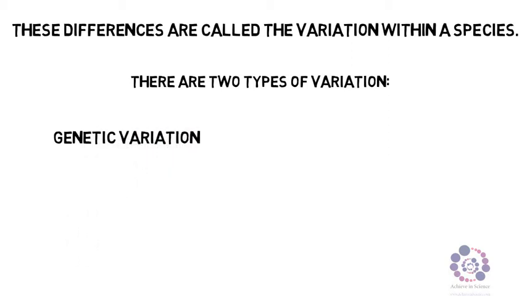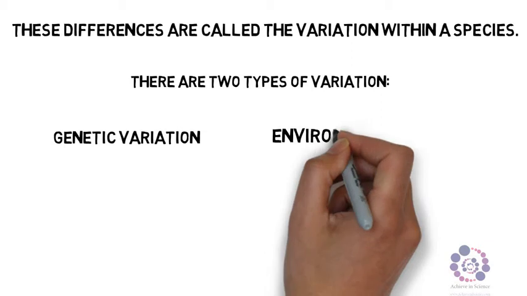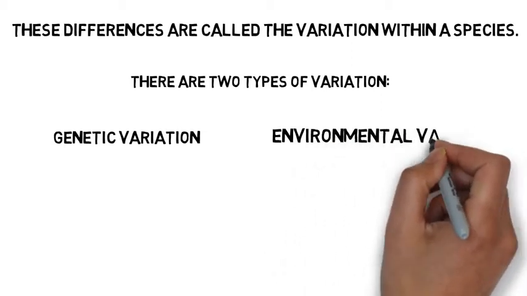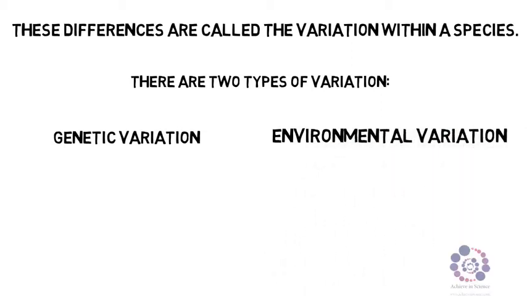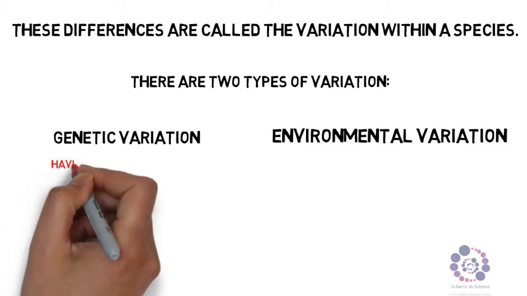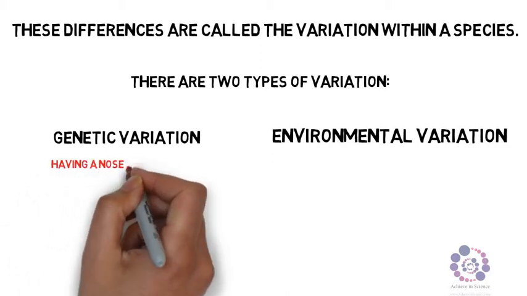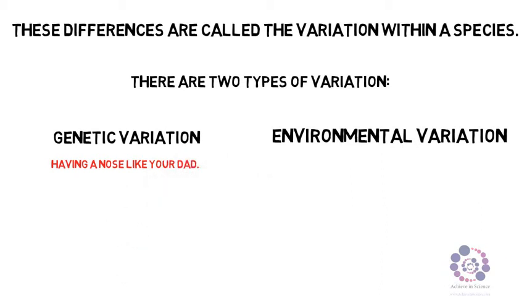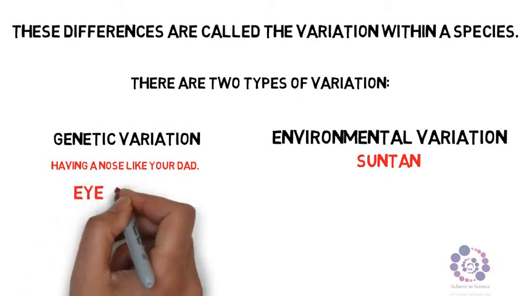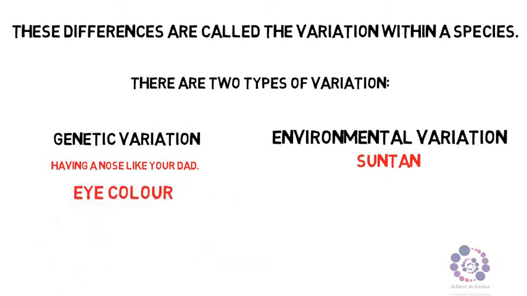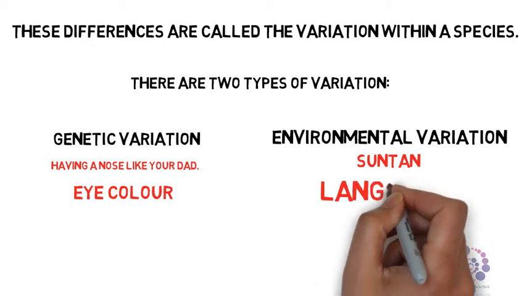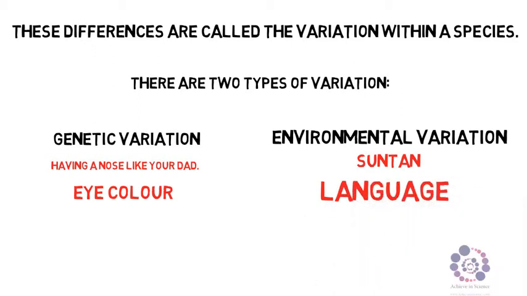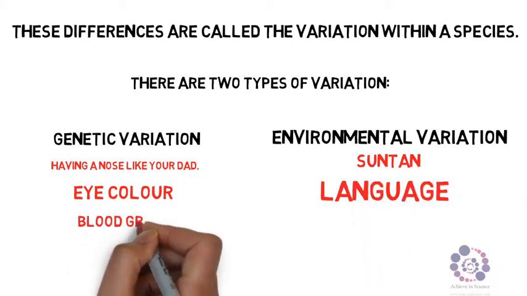So now let's look at some examples of both of these. So examples of genetic and examples of environmental variation. Well, first of all, genetic. This could be having a nose like your dad, so features passed on from your parents. Environmental variation could be whether you have a suntan or not, so whether you've been outside in the sun or not. Genetic variation, eye colour. Environmental variation, the language that you speak. Genetic variation, blood group.